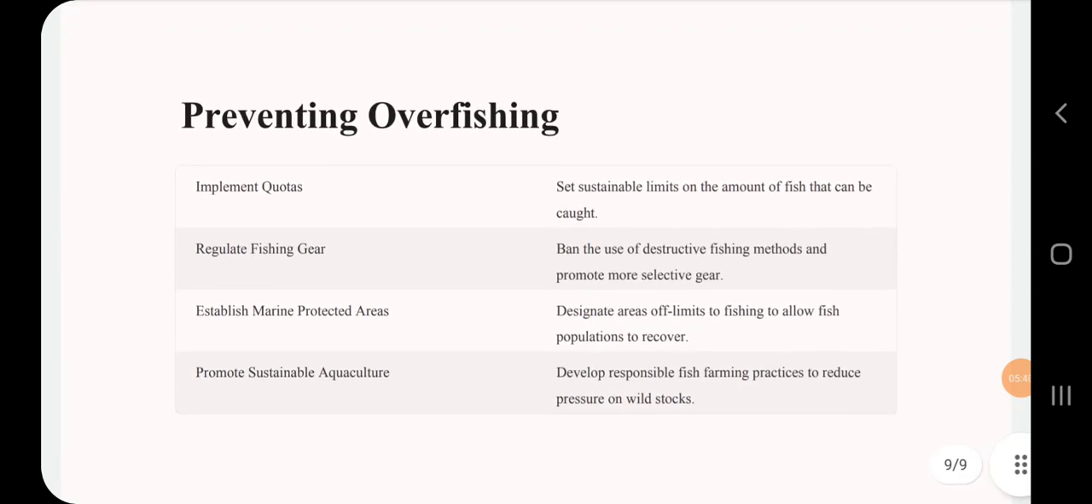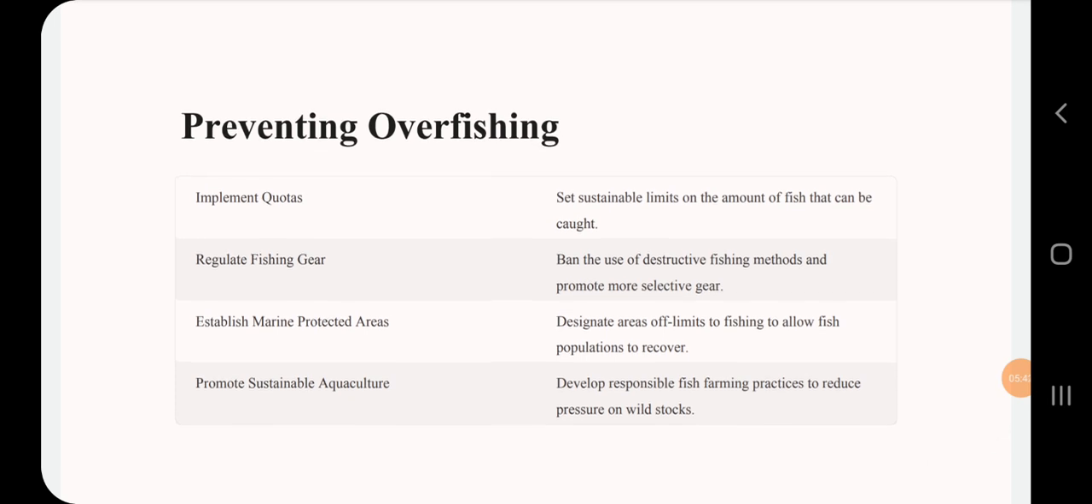Now we're going to look at preventing overfishing. Implement quotas. Set sustainable limits on the amount of fish that can be caught. Regulate fishing gear. Ban the use of destructive fishing methods and promote more selective gear. Establish marine protected areas. Designate areas off limits to fishing to allow fish populations to recover. Promote sustainable aquaculture. Develop responsible fish farming practices to reduce pressure on wild stocks.